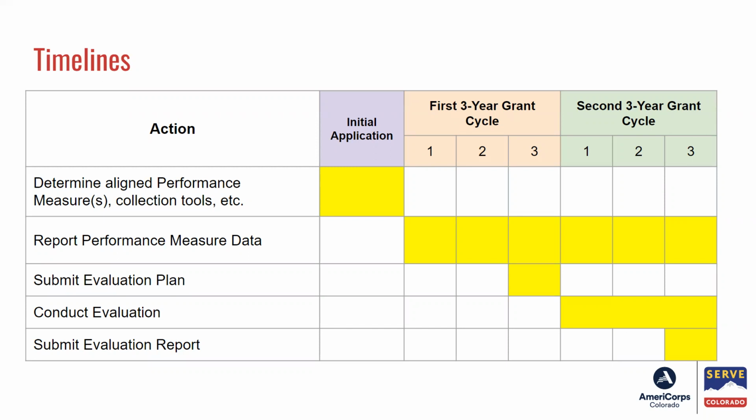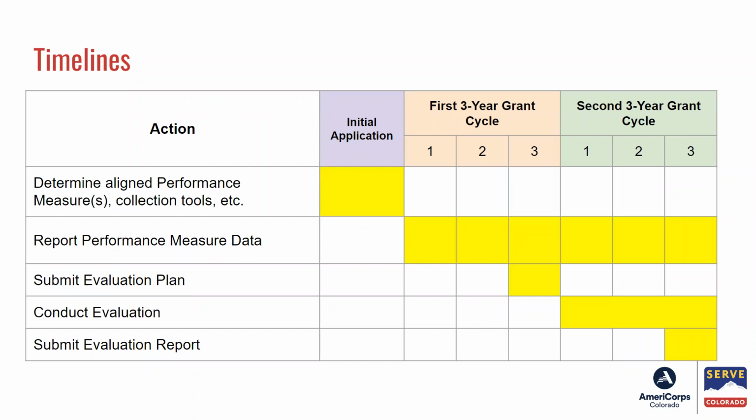And the report that results from your evaluation is due at the end of that second 3-year grant cycle, or overall year 6. So we at Serve Colorado and AmeriCorps, the federal agency, you're going to show us the results of your evaluation, what that showed, and again, is there a causal relationship between the activities in your grants and the outcomes that you saw, and how was that determined?